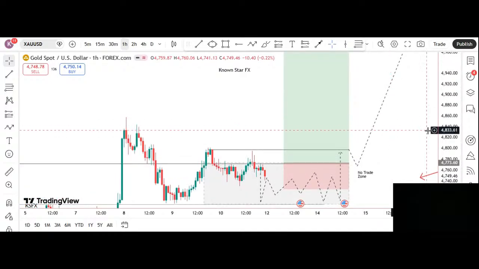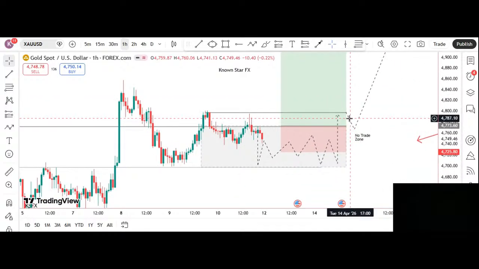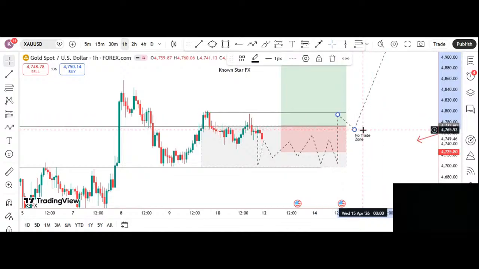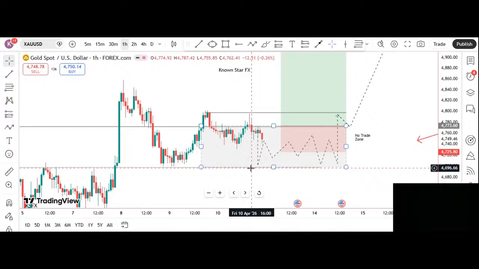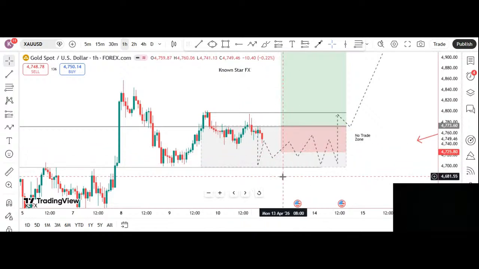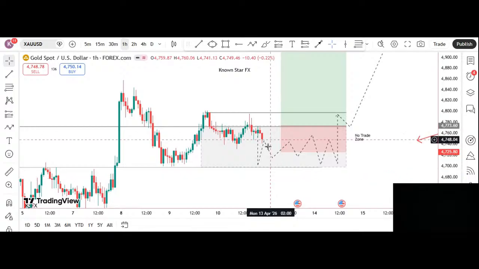Whatever price does here, we really don't have any business with it. We really don't care whatever price does right here. Whatever action price prints within this zone, we are really not concerned, bro. Whatever reaction price gives within this zone, we don't care.